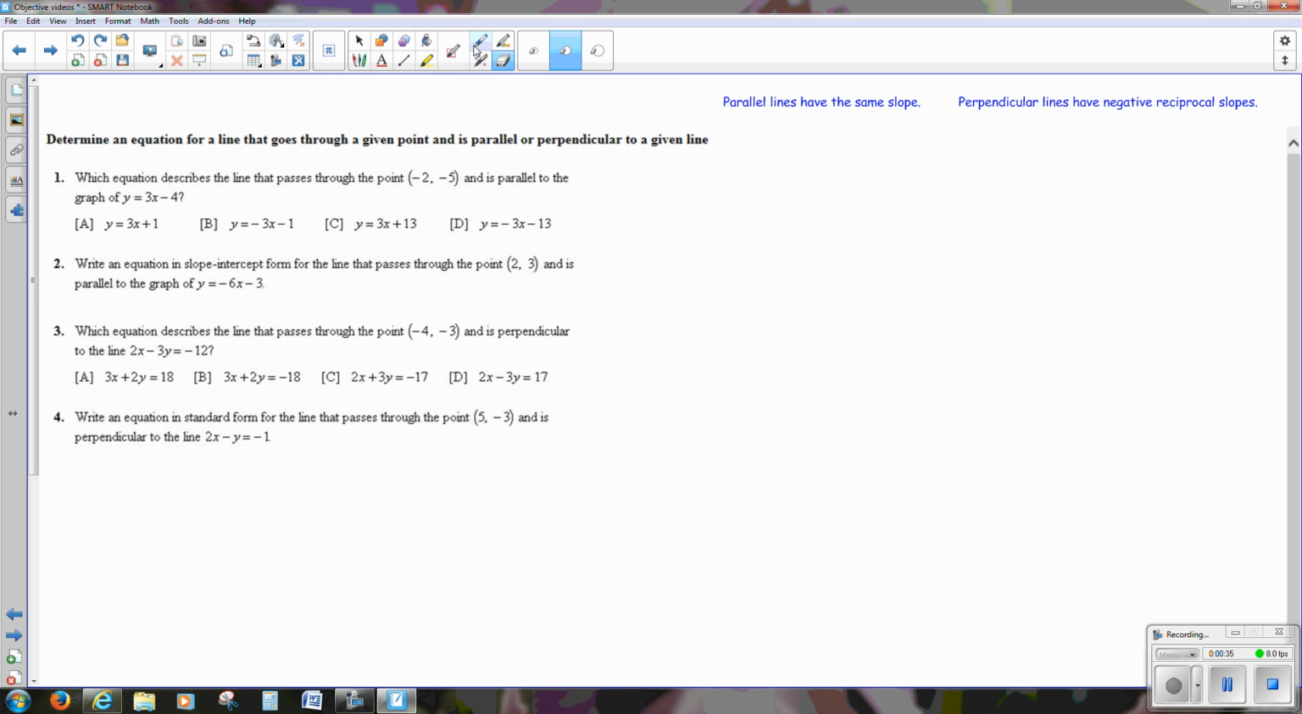Parallel lines have the same slope. Perpendicular lines have negative reciprocal slopes. So let's take a look at number 1.